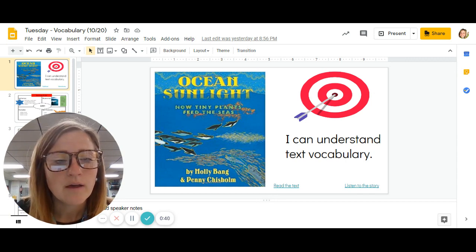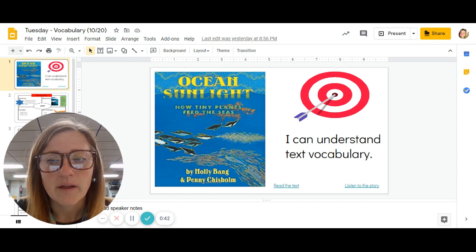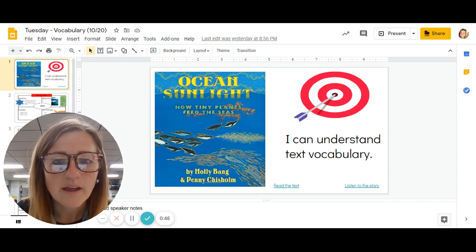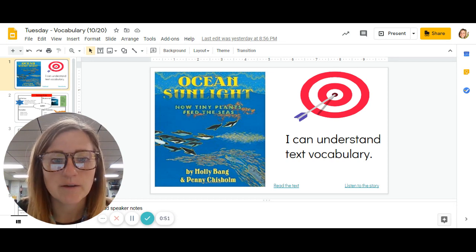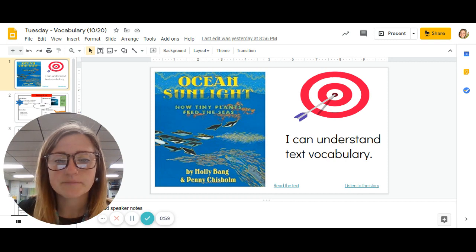For example, phytoplankton and zooplankton, photosynthesis. Those three words especially are very special to learning about the plants in the ocean and how the sun provides food for them and keeps them alive.